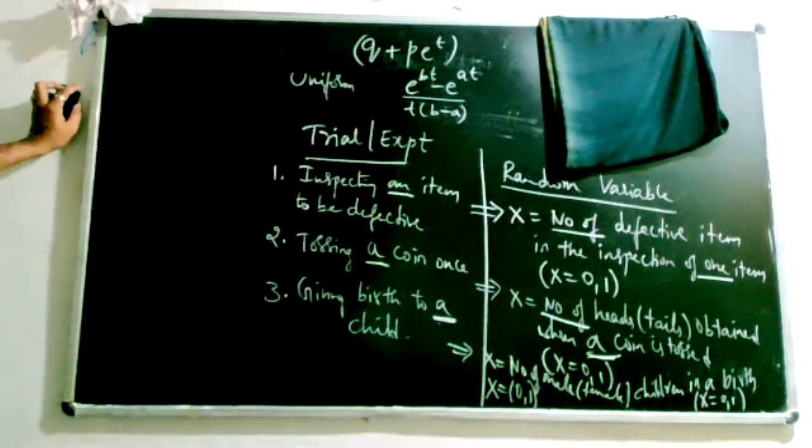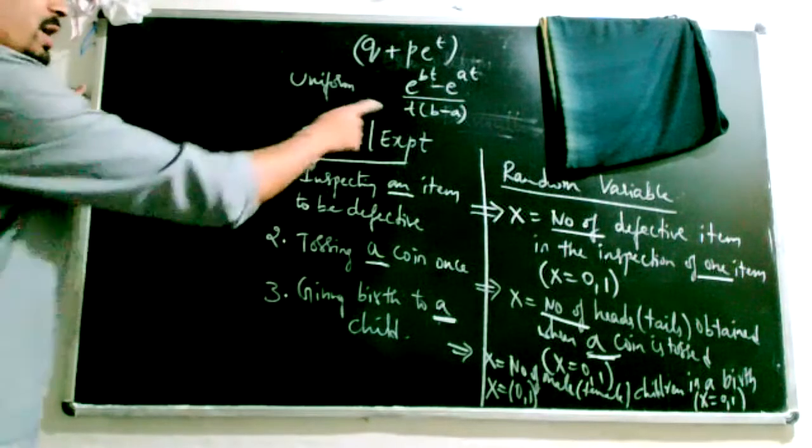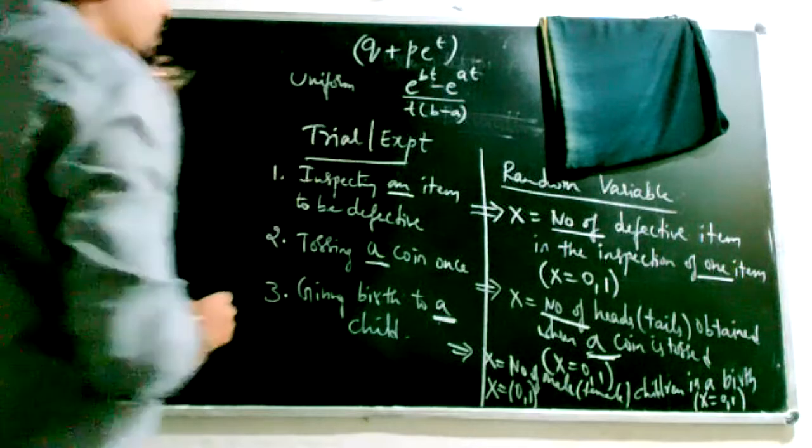For all distributions, keep memorizing the PMF by heart, memorize the mean formula by heart, the variance by heart, the MGF by heart.